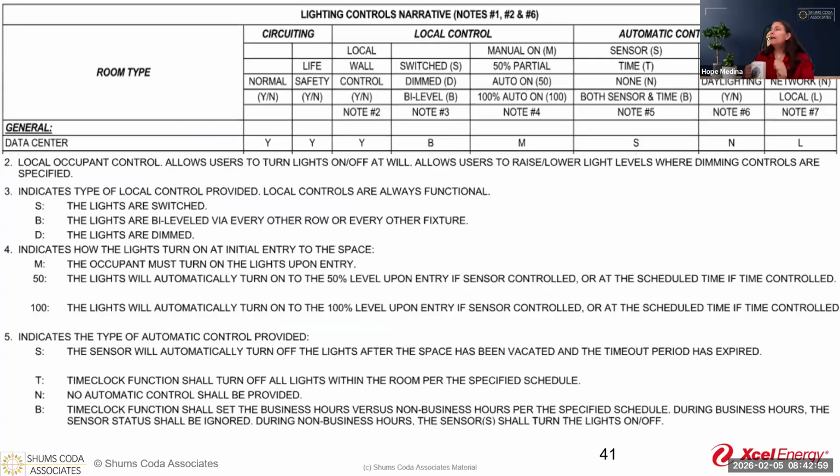All right, so here is a set of plans. This is letting me know the lighting control criteria here, right? So what I want to know is, is it on a timer? Is it on a sensor? It's going to say S on here. S is the lights are switched. B is the lights are bi-level. D is the lights are dimmed. And then we have manual turn on 50%. The lights will automatically turn on to the 50% level. Sensors down here, automatic control provided.